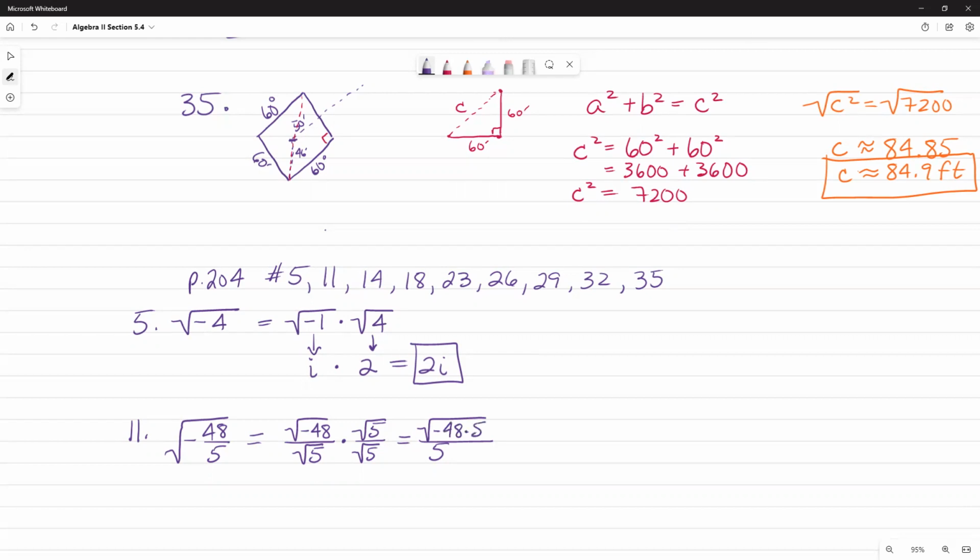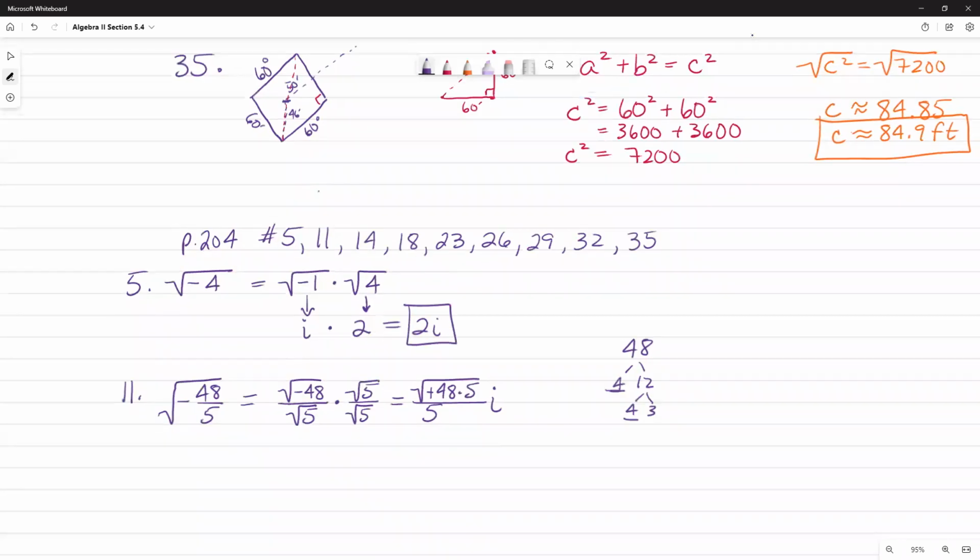All right, at this point, you could make that a positive and bring out your I. I want to look at the prime factorization of 48. So 48, I feel like we figured this out, but I know it's 4 times 12, and 4 is a perfect square. But 12 is also 4 times 3. So I have another perfect square.